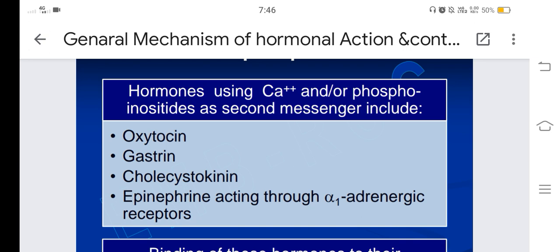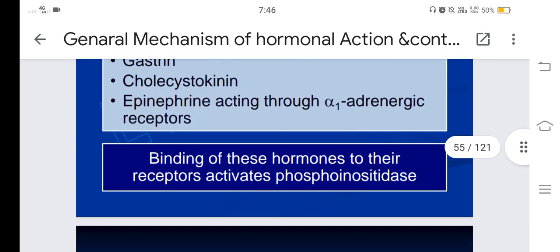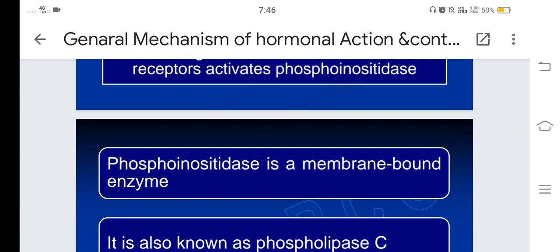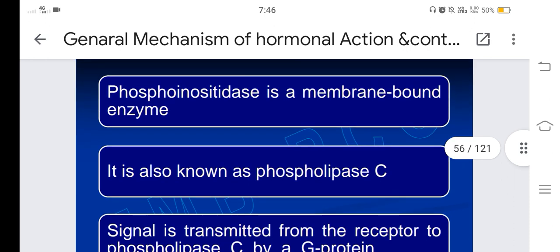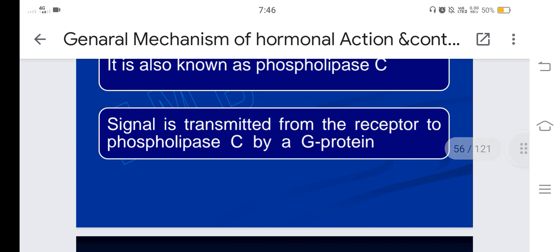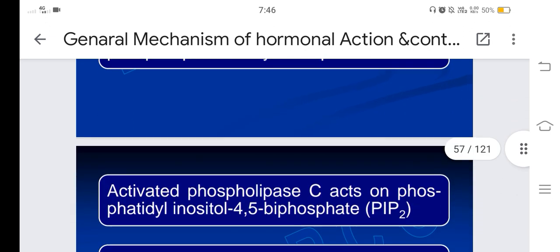Then, hormones using Ca++ or phosphoinositides as second messenger include oxytocin, gastrin, cholecystokinin, and epinephrine acting through alpha-1 adrenergic receptors. Binding of these hormones to their receptors activates phosphoinositidase. Phosphoinositidase is a membrane-bound enzyme. It is also known as phospholipase C.